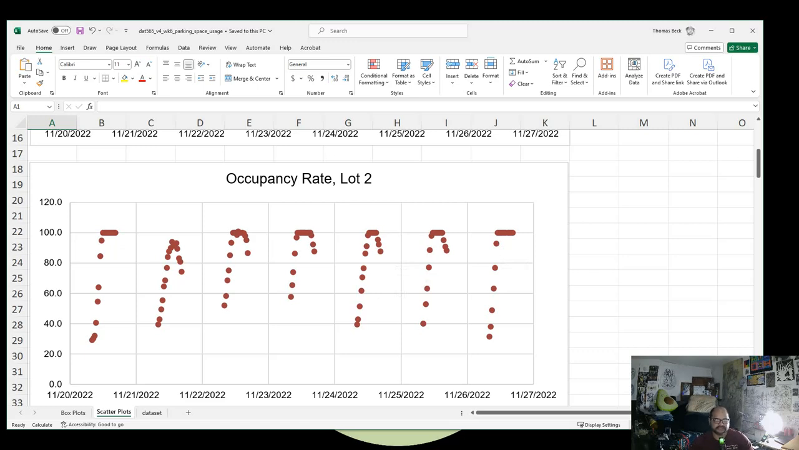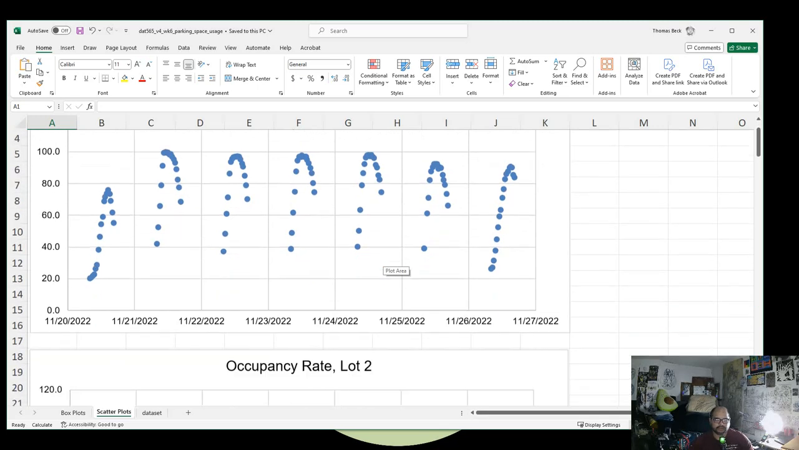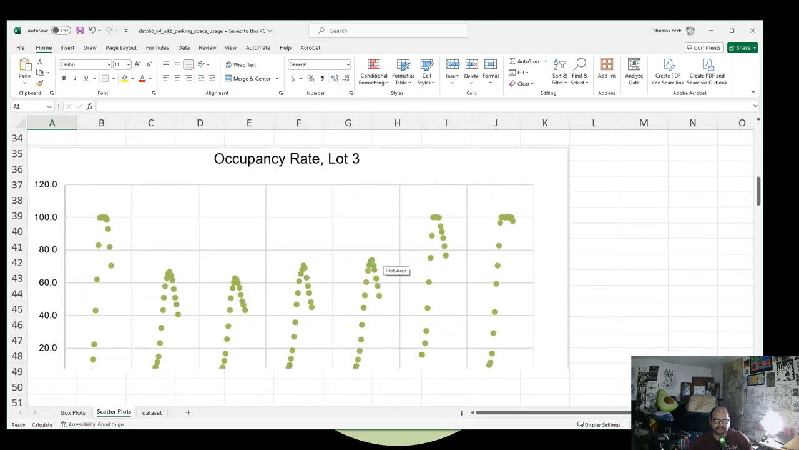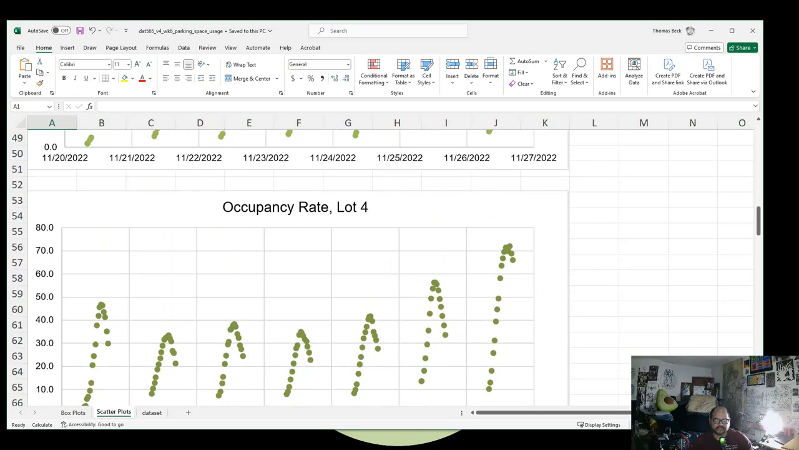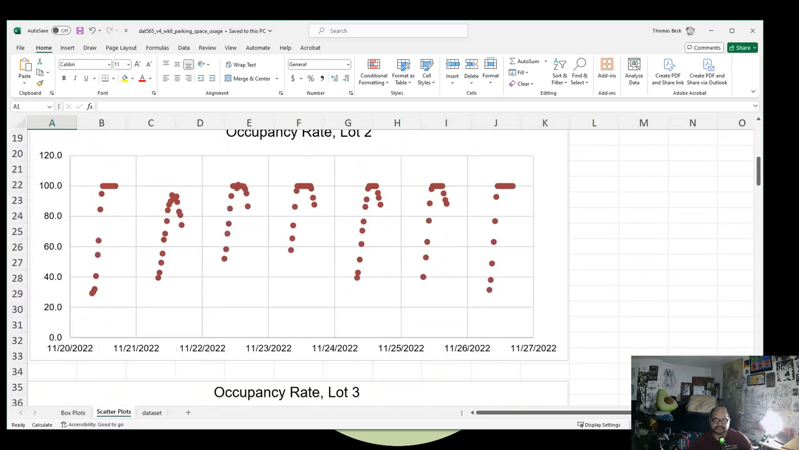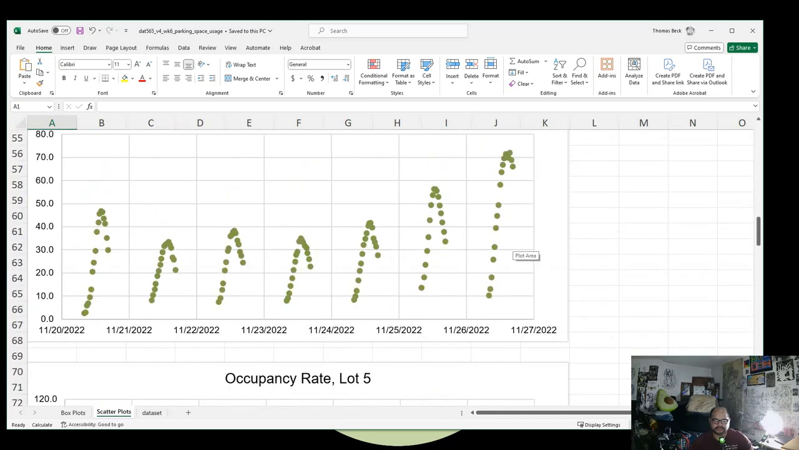Monday is the only day that it doesn't hit 100% occupancy, but you can look at each lot here. Lot 1 is the other one that gets a lot of heavy parking, but as we look at all these different ones, we can see what's happening. And Lot 4 is the one that's got the weakest usage as far as parking is concerned. Although it seems like on Sundays we do get a lot of people parking.